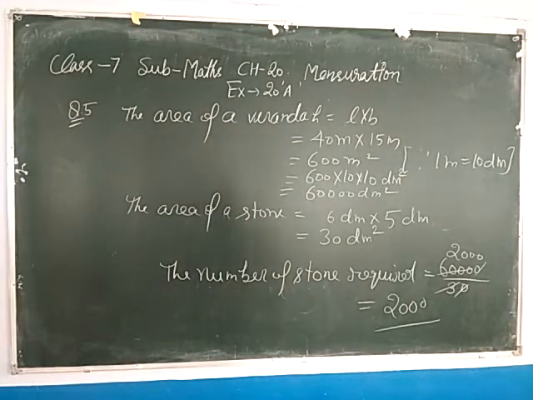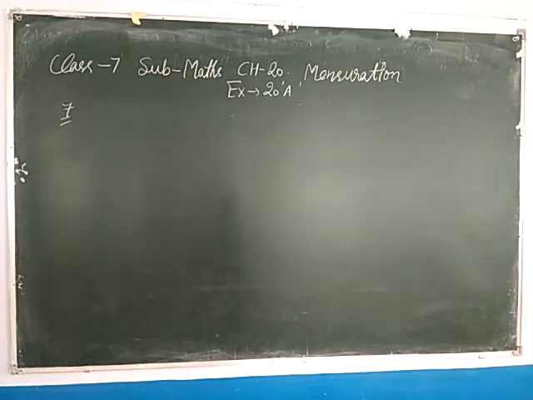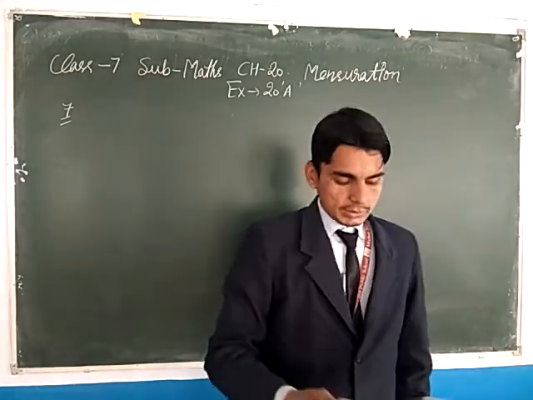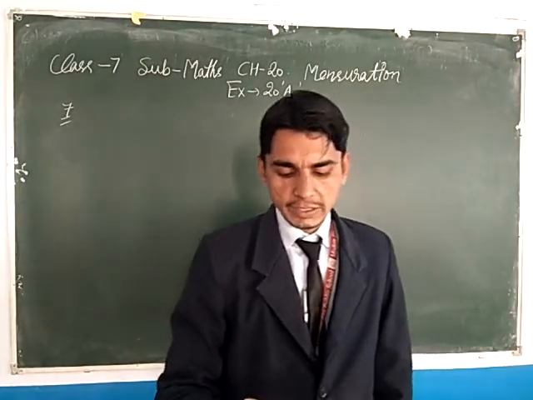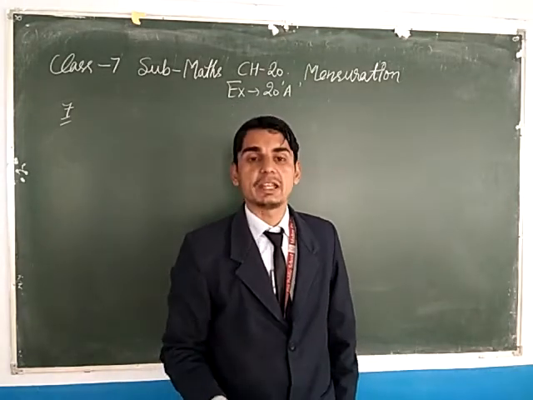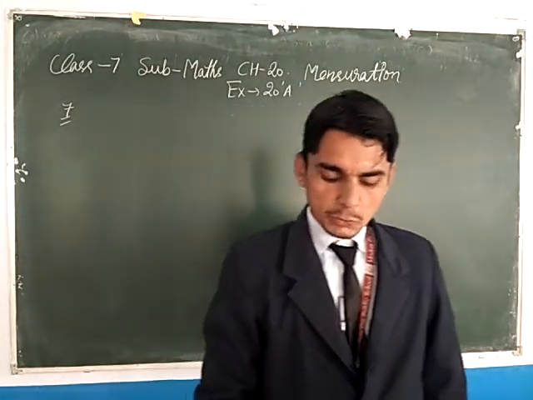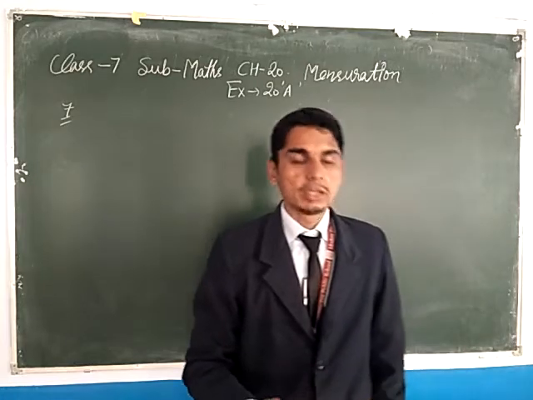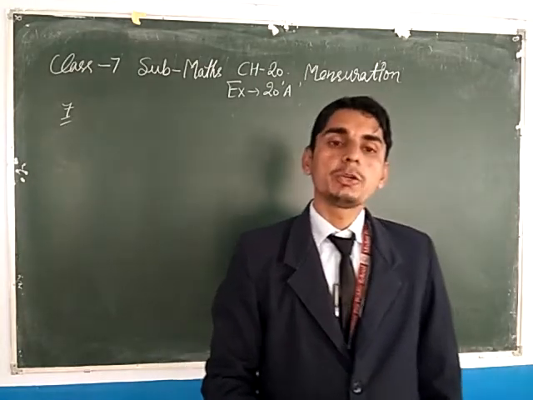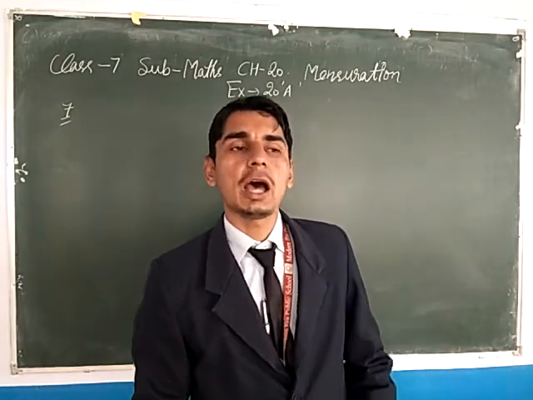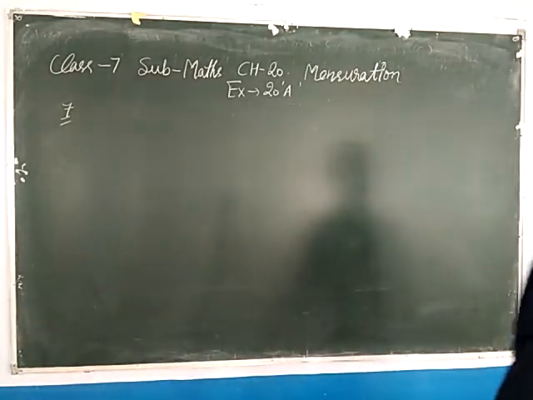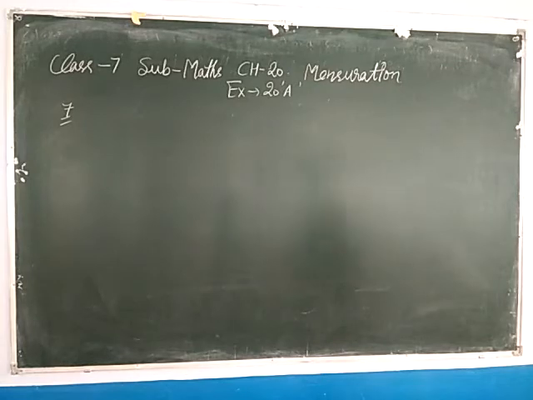Question number 7. The cost of carpeting a room 15 meter long with a carpet of width 75 centimeter at rate 80 rupees per meter is 19,200 rupees. Then find the width of the room. Okay, so see the solution of this question carefully. This question is very important.